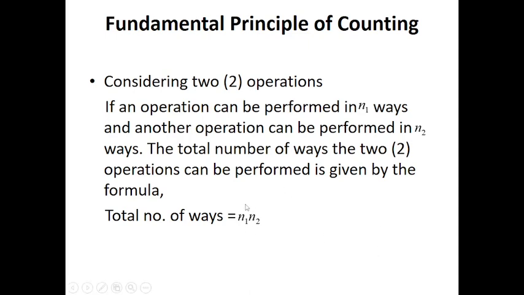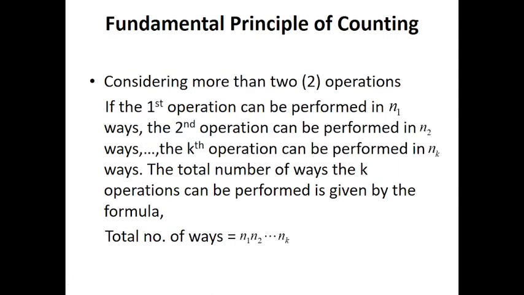The first operation, as mentioned, can be performed in n sub 1 ways. The second operation can be performed in n sub 2 ways. So the total number of ways that the two operations can be performed is given by this formula: n sub 1 times n sub 2. Later I will show you an example with regard to this topic so that you can appreciate such discussion.